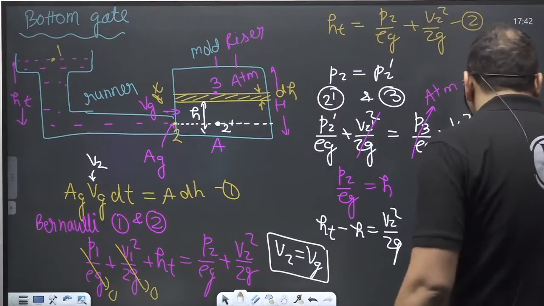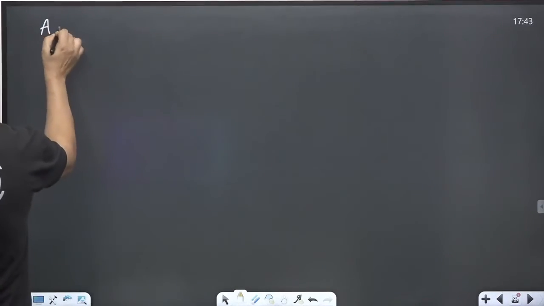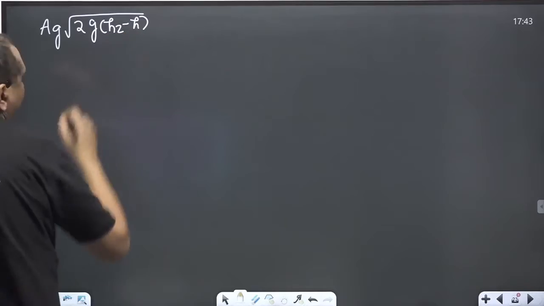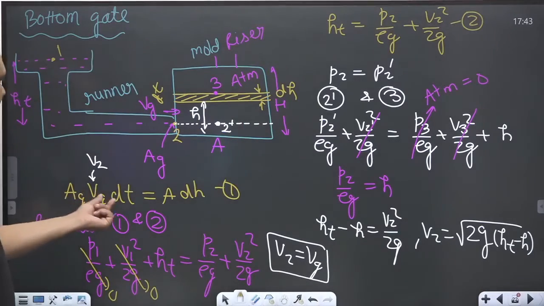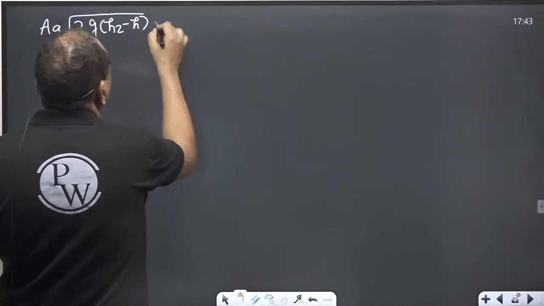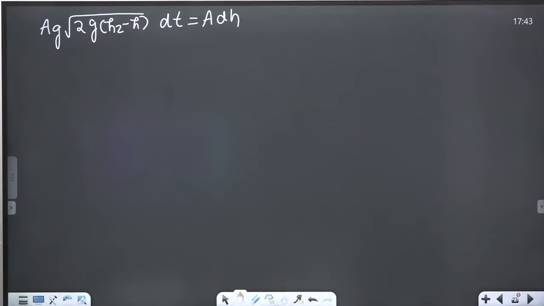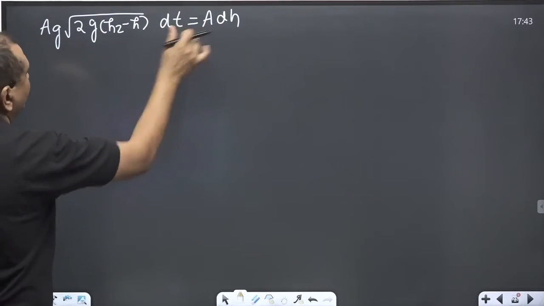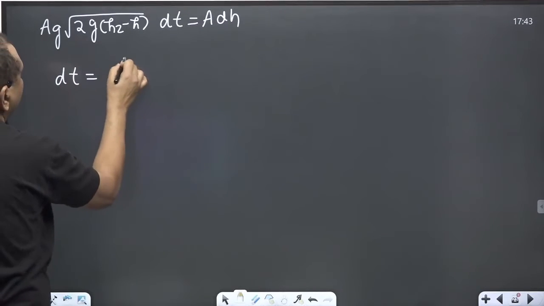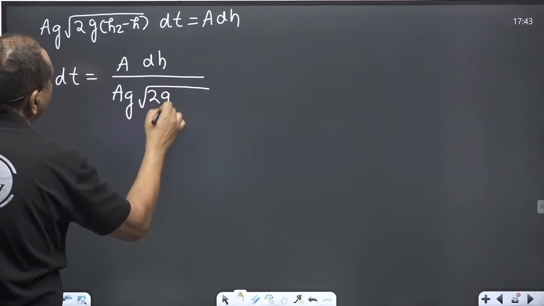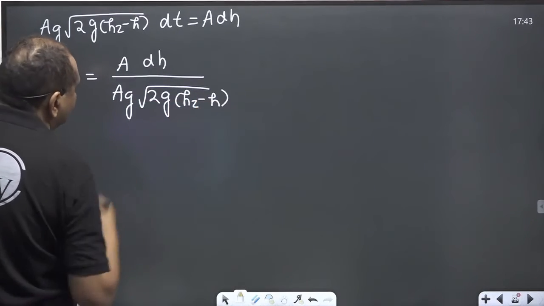So A_g times root of 2g (Ht minus h). A_g V dt is equal to A dh. Put all these factors here. So dt is nothing but A dh divided by A_g root of 2g (Ht minus h).